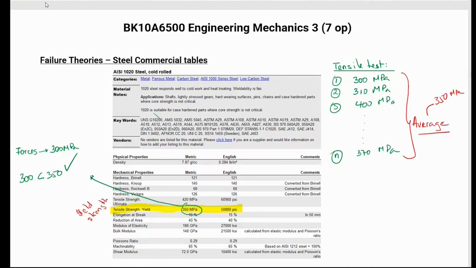So now things start getting tricky if you start scrutinizing your ways of designing machine elements. Oh my goodness, wait a second. It means that if, by any bad luck, I got the 300 megapascals material, and then my load is 310 megapascals, look at this, then this is going to fail. So what should I do?